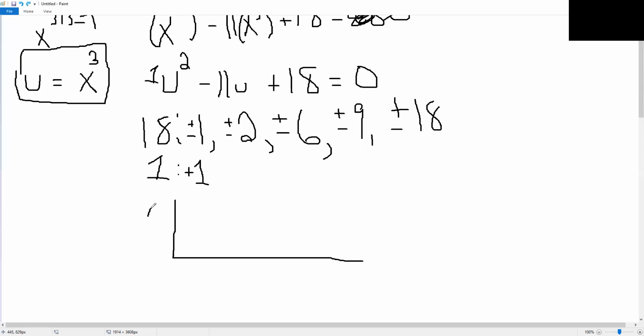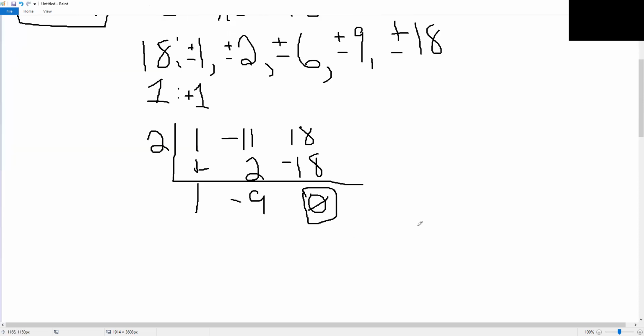Let's try the next number up, which is 2. And we have our numbers again, which is negative 11 and then 18. And then we'll drop down our 1. So 2 times 1 is just 2. Negative 11 plus 2 is negative 9. And 2 times negative 9 is negative 18. This does equal 0.